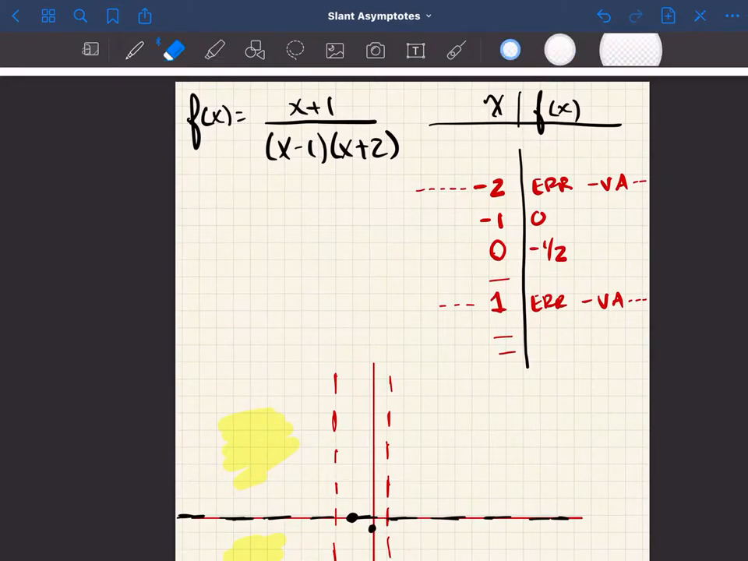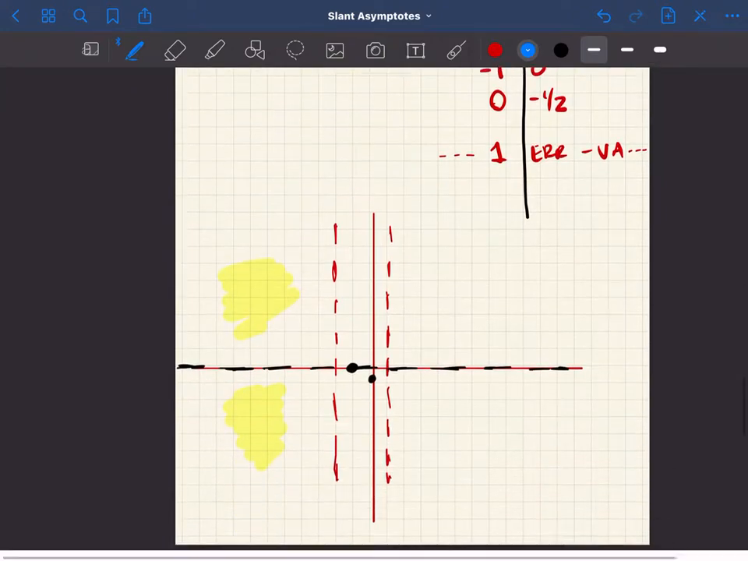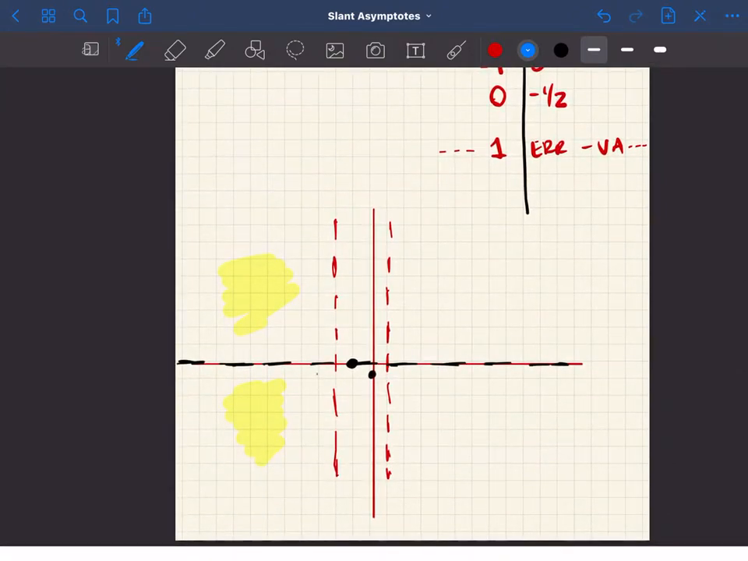All right, so let's see what's going on at -3. So I type in -3 and I get a -1/2. So at -3, I'm at a -1/2. Now, I know that horizontal asymptotes can cross, so more than likely it won't cross again, but it could. So let's just pick another value.